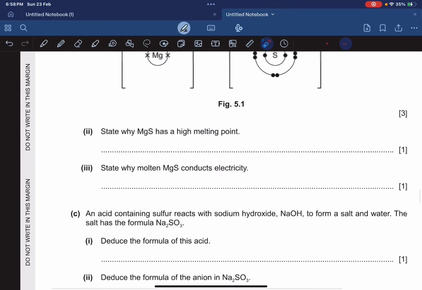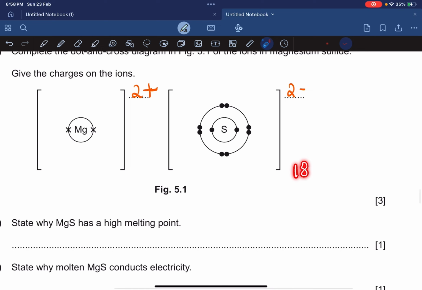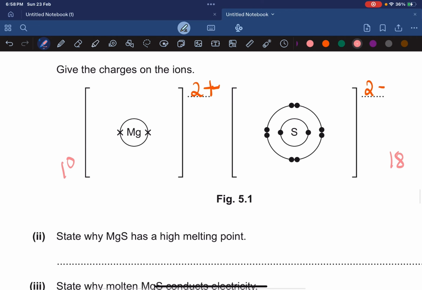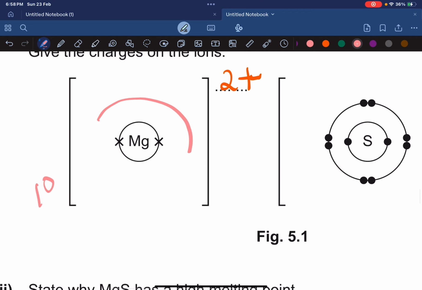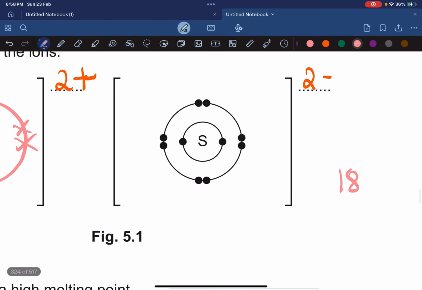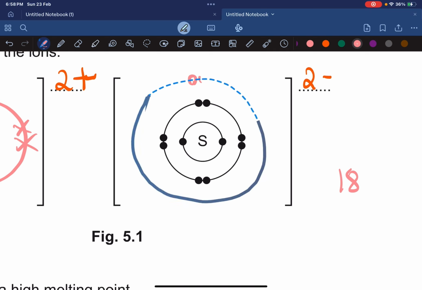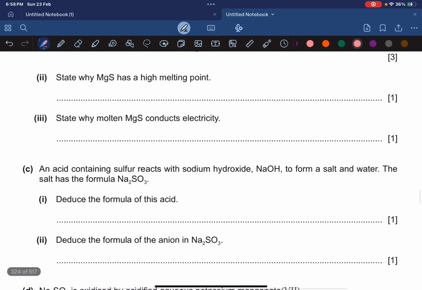Just let me write it over here. For sulfur, I have to draw 18, and for magnesium, I have to draw 10. Why 10? Because indeed magnesium had 12, but 2 plus means it has lost 2. So I already have 2. I just have to do 3, 4, 5, 6, 7, 8, 9, and 10. For sulfur, I already have 10. I just have to draw 8 more: 1, 2, 3, 4, 5, 6, 7, and 8. Okay, done.